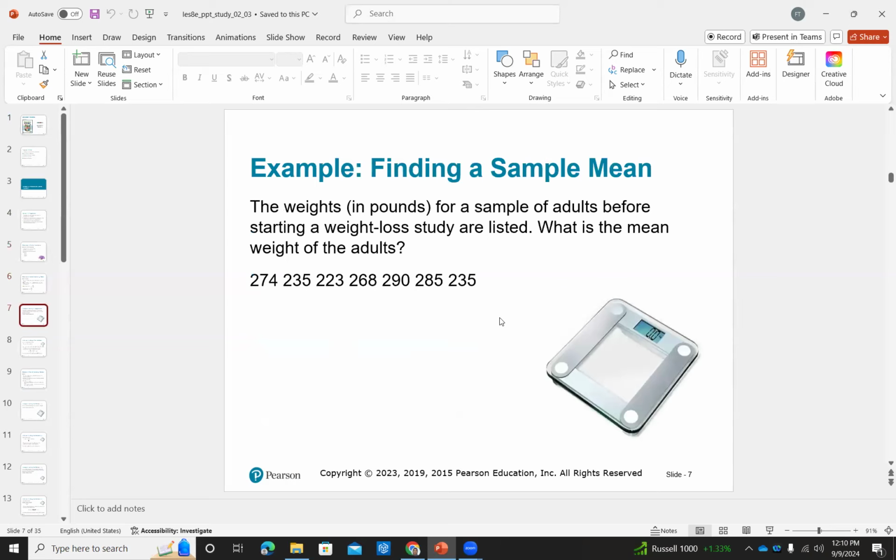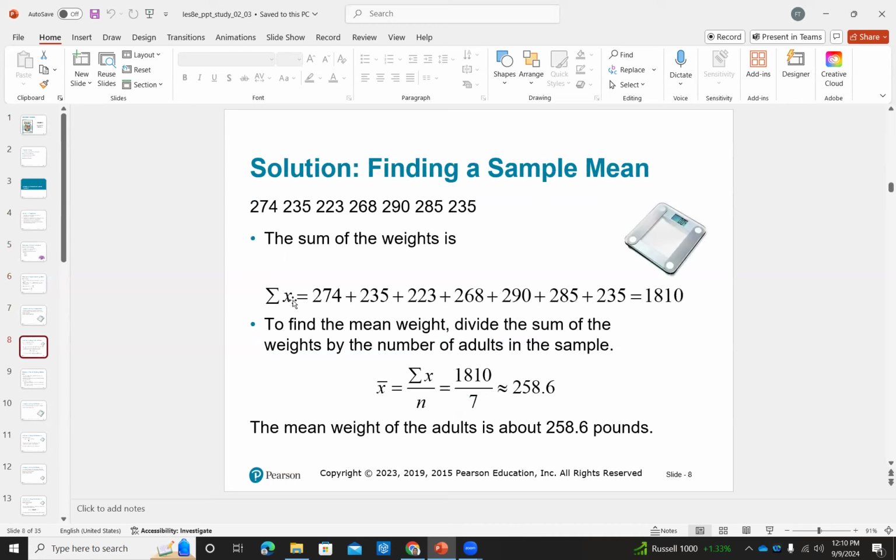Let's look at an example. The weights in pounds for a sample of adults before starting a weight loss study are listed. What is the mean weight of the adults? We have 1, 2, 3, 4, 5, 6, 7 data entries here, and this is a sample. In order to find the mean, because they're asking for the mean, all you have to do is add these numbers and divide by 7. That's what they're doing here.